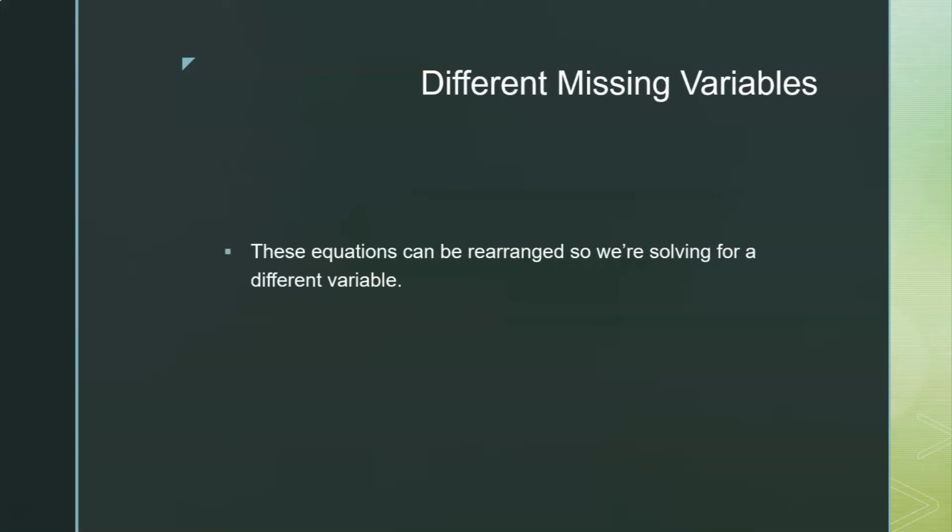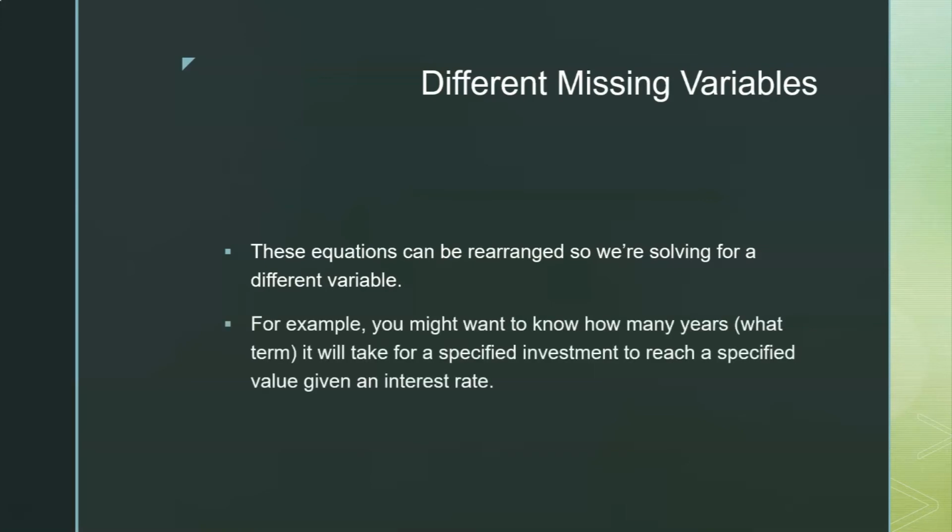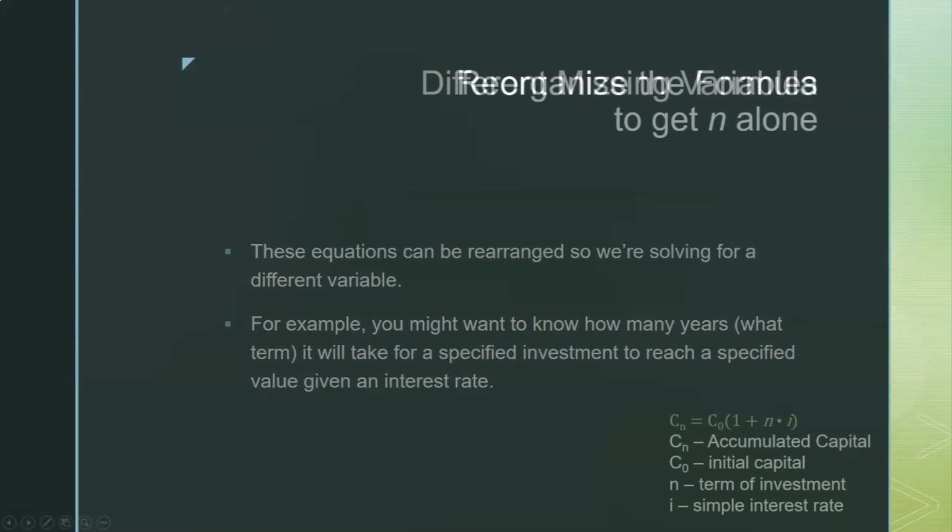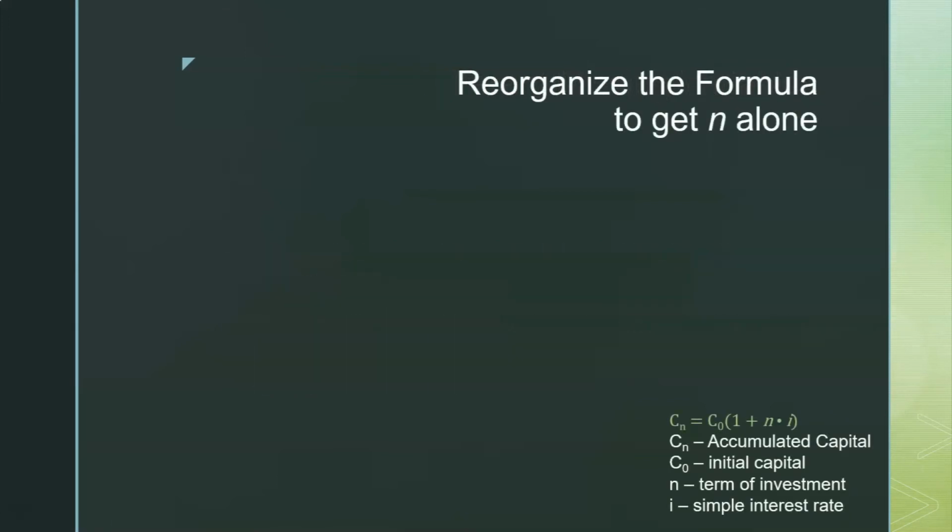Now, sometimes other variables may be missing from what we're trying to figure out. These equations can be rearranged, so we're solving for a different variable. For example, you might want to know how many years, or what term, it will take for a specified investment to reach a specified value given an interest rate. We're going to reorganize the formula now to get n alone. So we're going to try to find the term of investment.